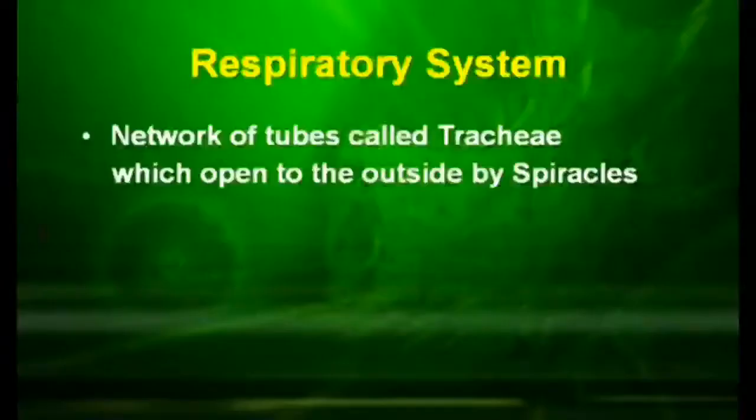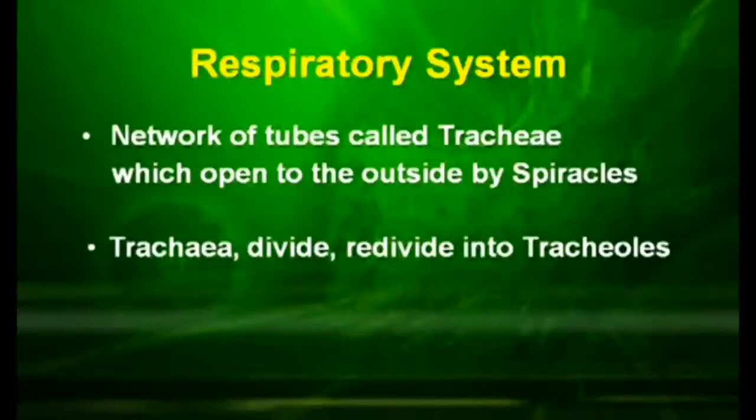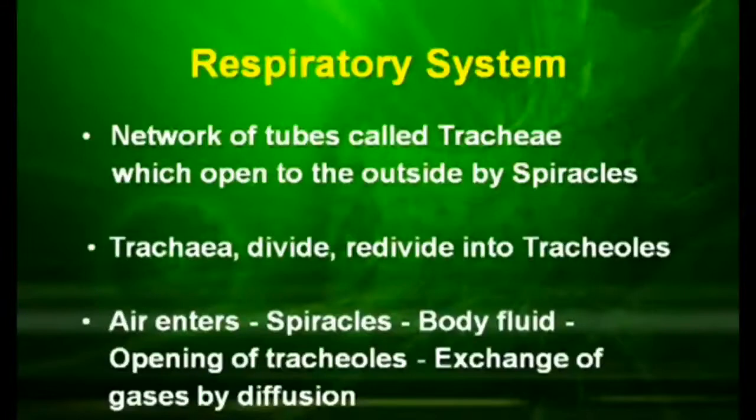The respiratory system of cockroach is a network of tubes called trachea, which open to the outside by spiracles. These trachea divide and redivide into tracheoles. The air enters the spiracles, then enters the body fluid, and then the opening of the tracheoles, thereby bringing about the exchange of gases by diffusion.